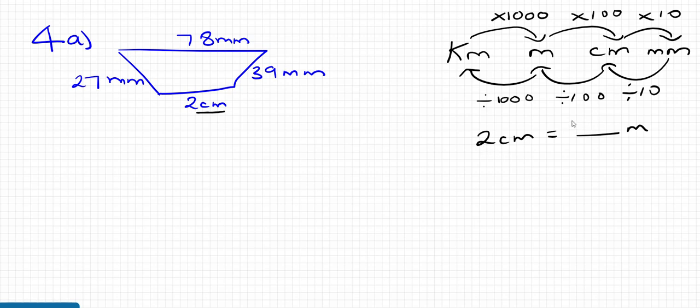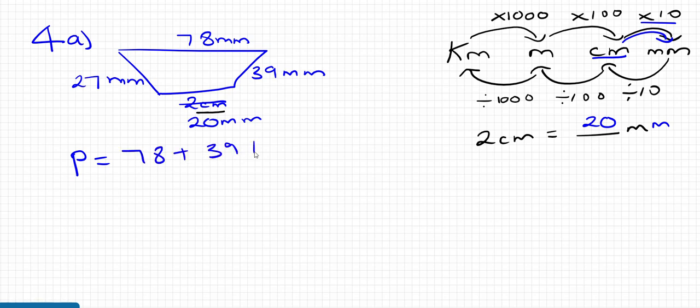2 should become bigger. So find centimeters, there I am, and so I'm here heading to millimeters, so I have to times by 10. Okay, so multiply by 10, so 2 times 10 gives me my 20 millimeters. Alright, so this 2 here, if it helps, you can cross it off and just write 20 millimeters. Same as 2 centimeters, but I've changed my unit. So now I can add my perimeter. So perimeter is to add up all the sides. So 78 plus 39 plus 27 plus the 20 that I've changed.